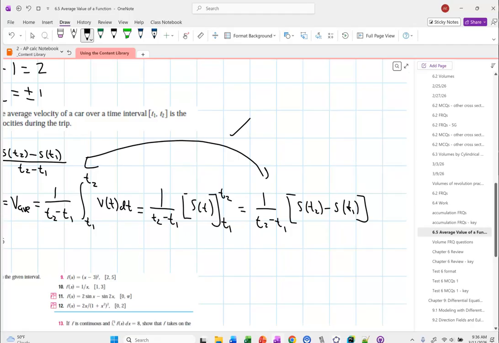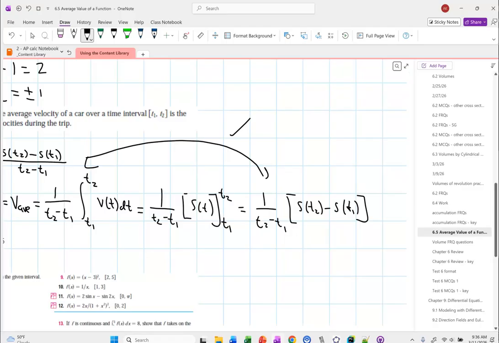Does everybody feel okay? I like to do that one because it refreshes us on some of these velocity, position, acceleration relationships. A little bit of physics for you. Is everybody cool? That's it for 6.5. That's the entire idea, just average velocity or average value of a function. There's a formula, and the formula is easy to remember.